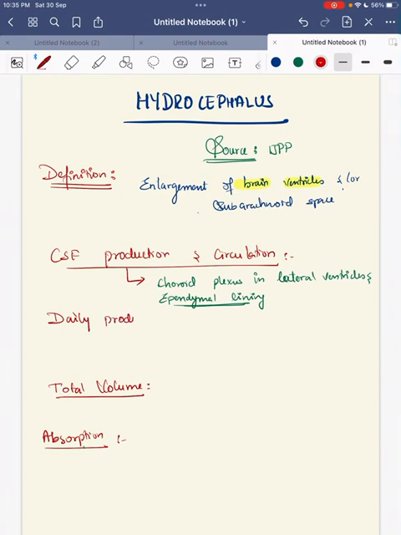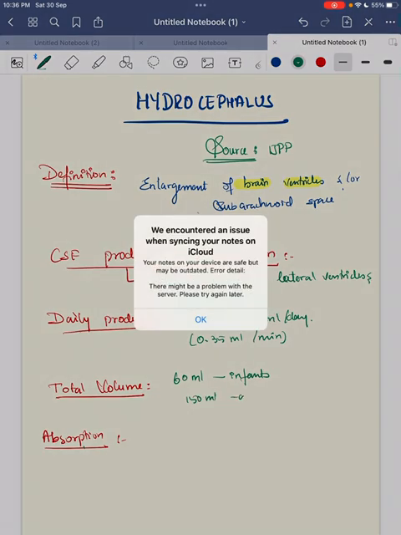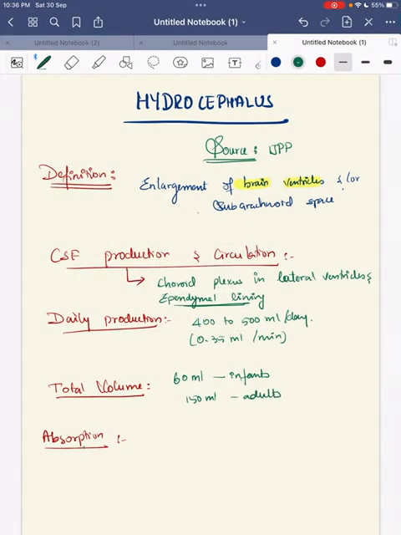So how much is being produced daily? The daily production is about 400 to 500 ml per day, that is 0.35 ml per minute. The total volume that is circulated inside our brain is around 60 ml in infants and 150 ml in adults. So the production is huge but the volume is less. How is it possible? It is because of the absorption that is happening in our brain.